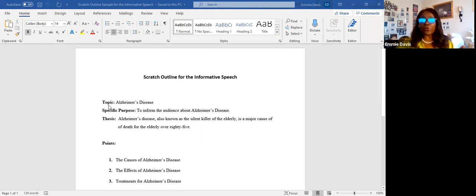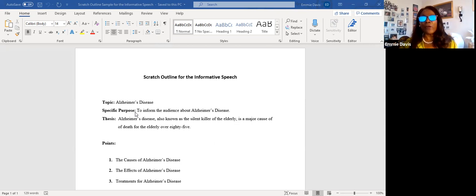Then you want to write the word topic. You don't want to just put your topic up here. This is a part of the outline, so your topic actually goes here, not up here. You'll put your topic with the colon behind it. Give your topic. Remember, it has to be informative, not an opinion, not trying to convince somebody of something. Specific purpose comes next.